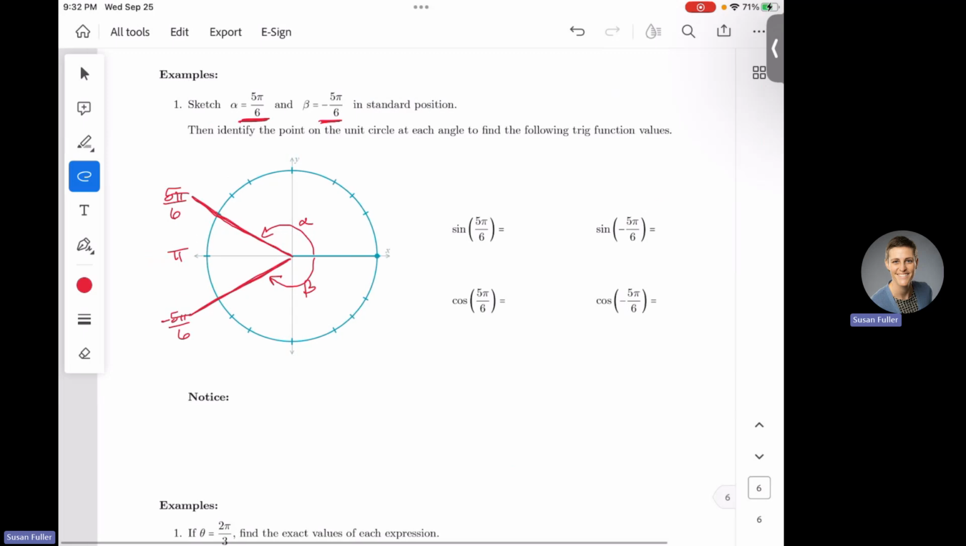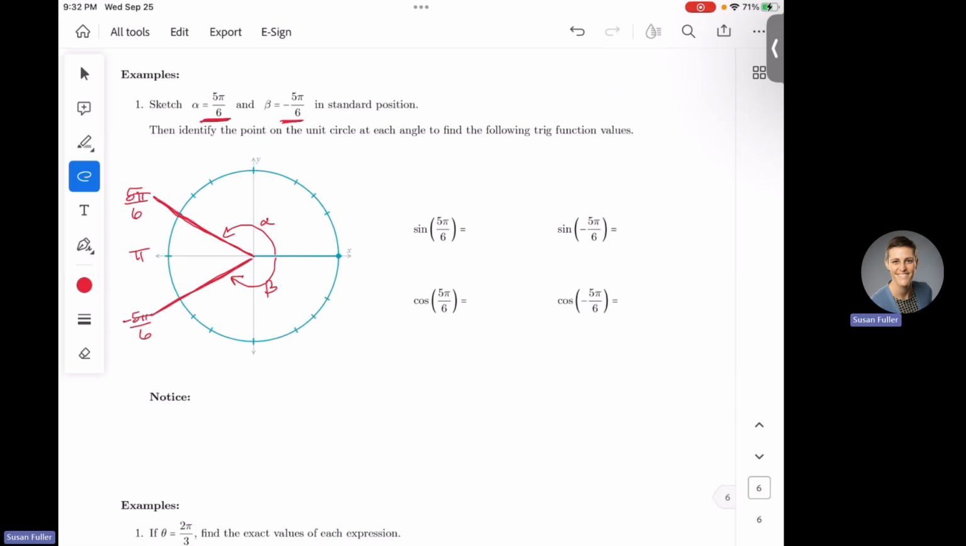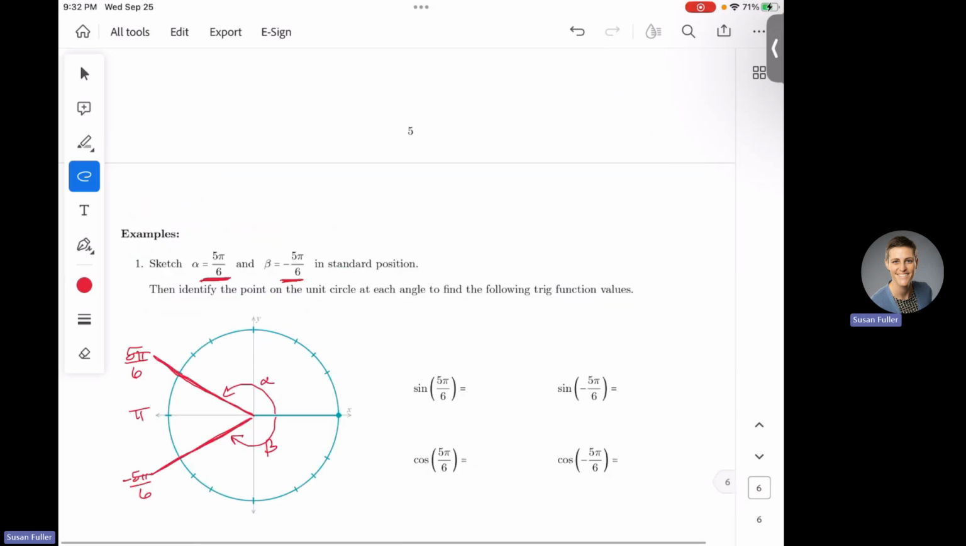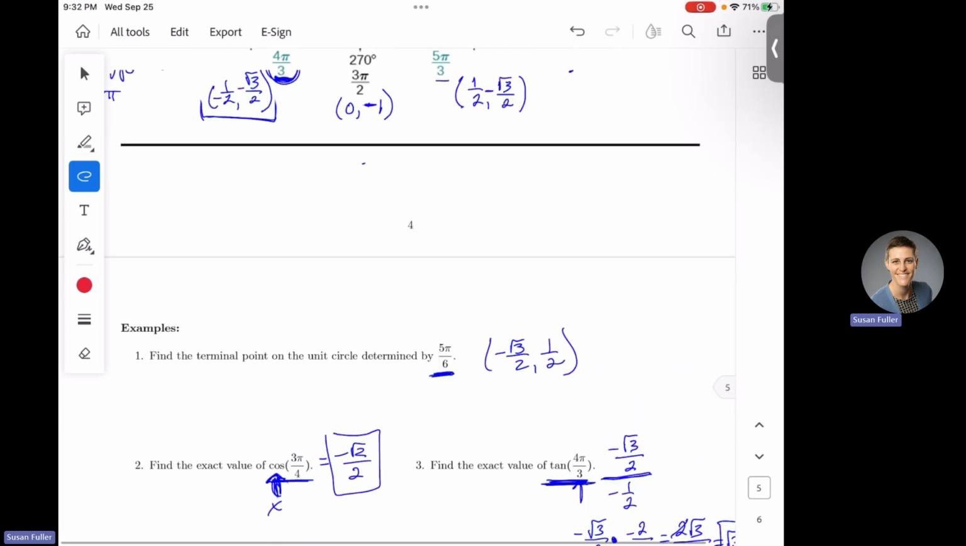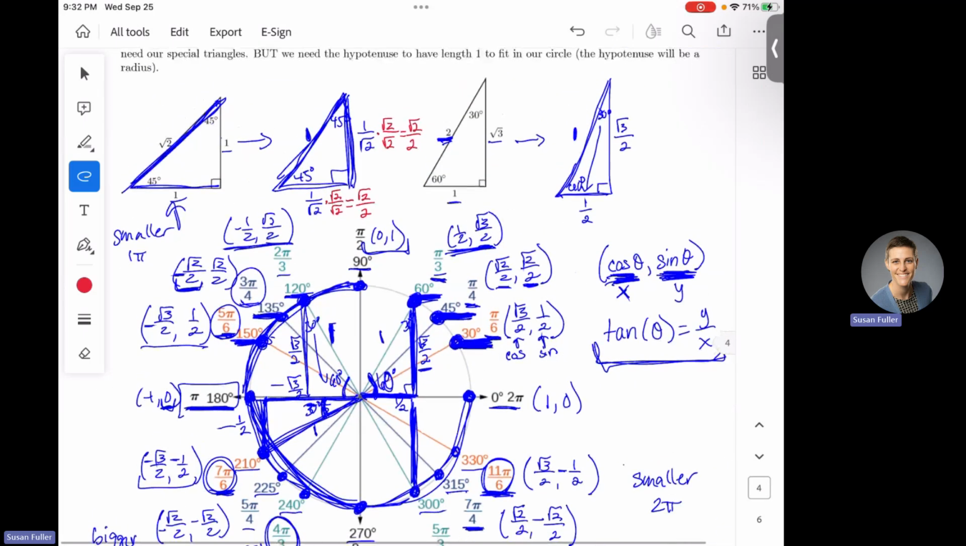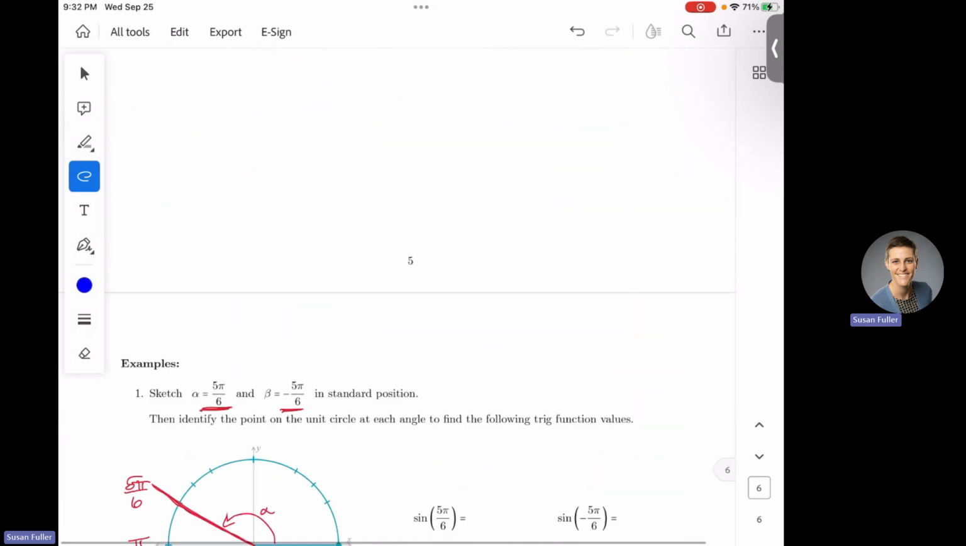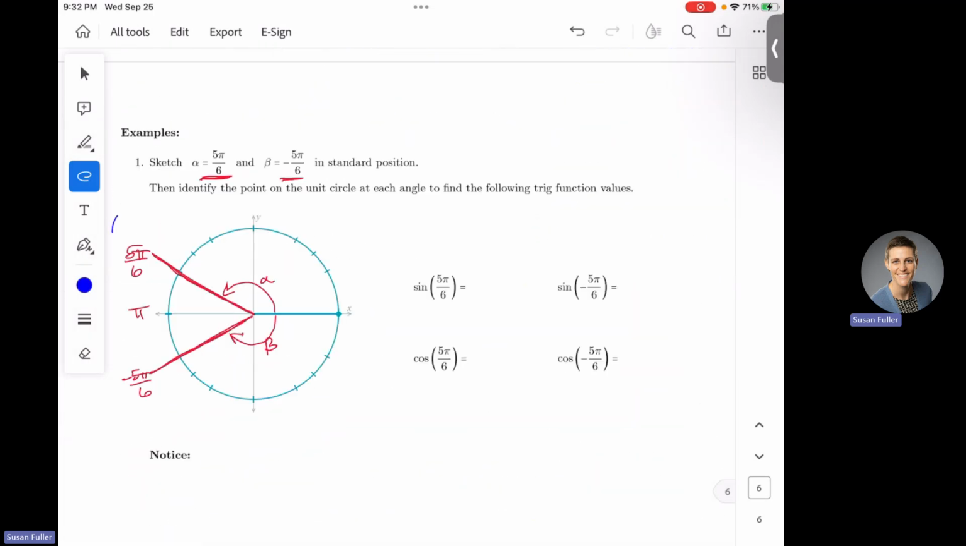Now, what are the ordered pairs here? Well, I'm going to go back up to my unit circle. And at 5 pi over 6, that's right here, I know my ordered pair is negative root 3 over 2, 1/2. So I'm going to come down here, negative root 3 over 2, 1/2 is my ordered pair there.